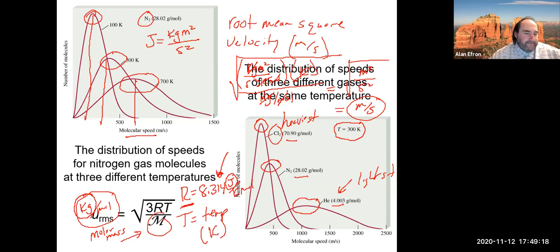Yeah. So basically, what this graph is showing is, say this first one has 100 Kelvin. At 100 Kelvin, there's a certain proportion of molecules that will reach their top speed, if you will, right about here.